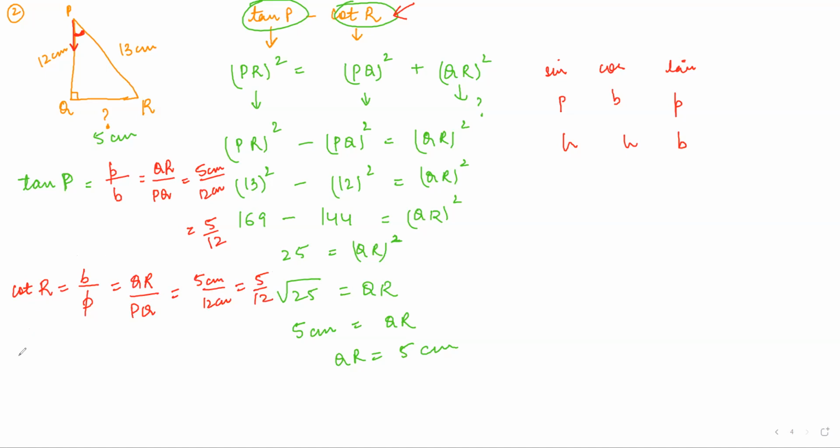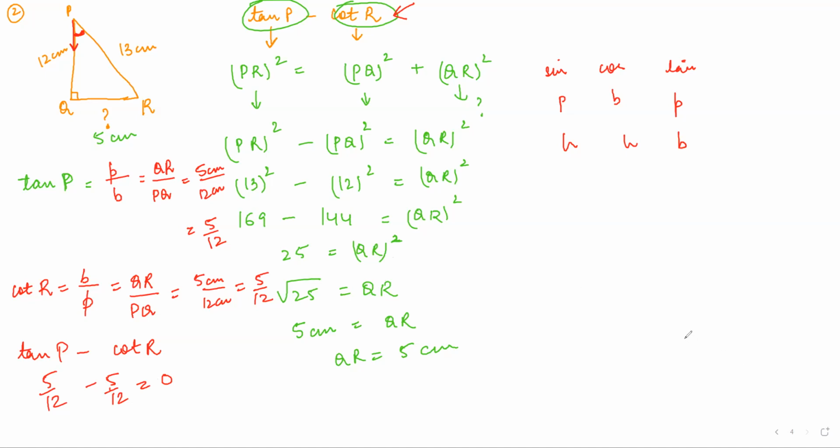Okay. Now you have to find tan of P minus cot of R. Both are the same. Answer will be 0. Right? Okay. Now let us come to the next question.